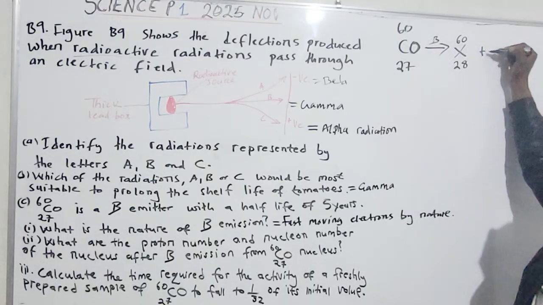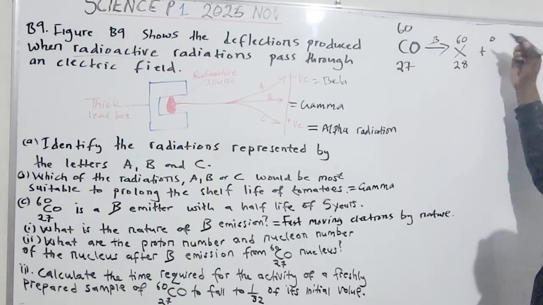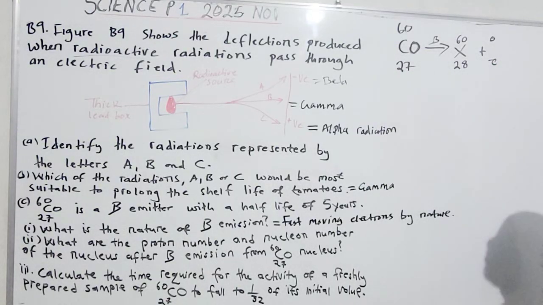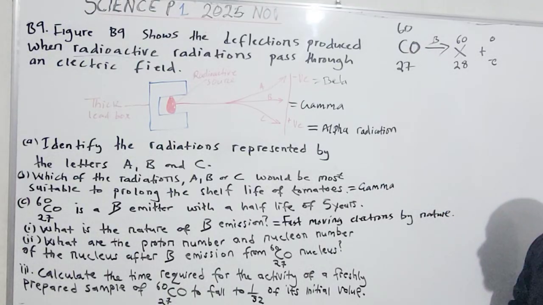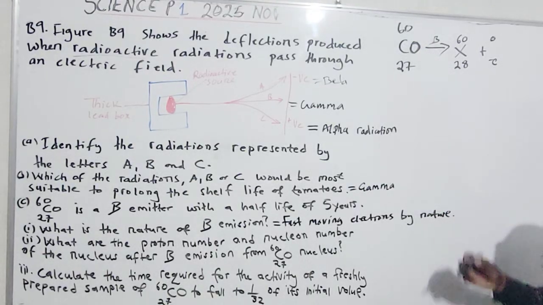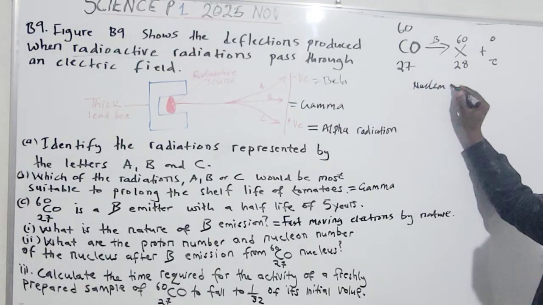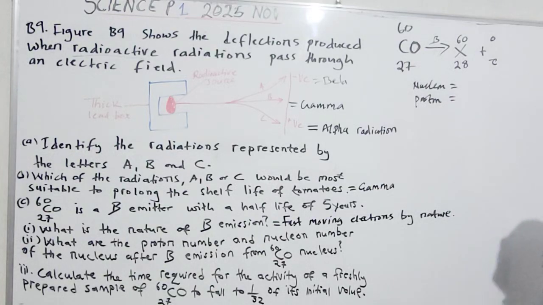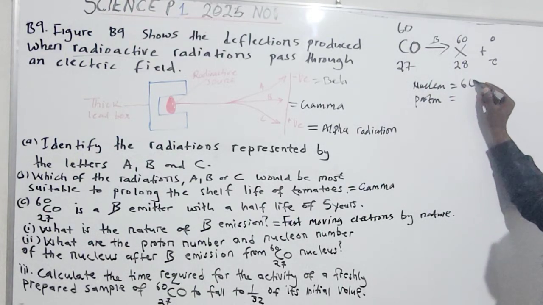All right. So the nucleon number has increased by what? By nothing. This one has increased by 1, and this one, it's an electron. So after doing this emission, they want us to write the nucleon number and also the proton number. So what is our nucleon number? The nucleon number is just 60.